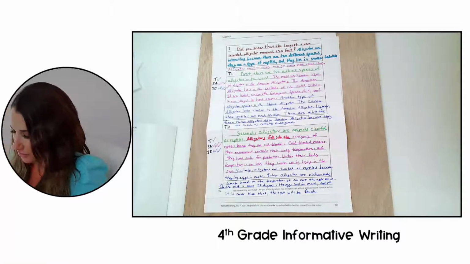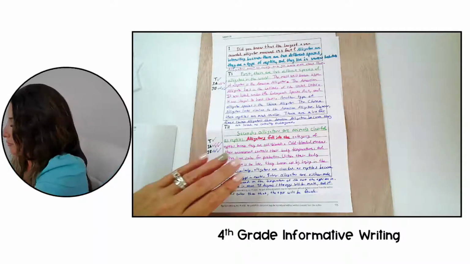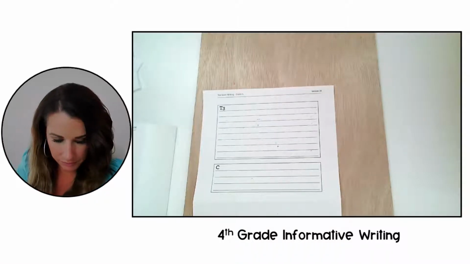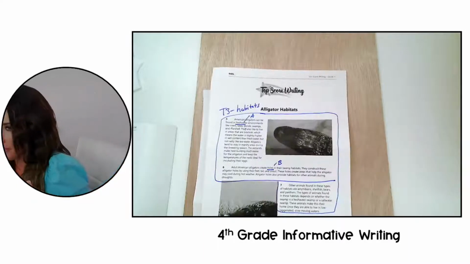So I have T, 3A, and 3B. And last is my T3, and my T3 is habitats.